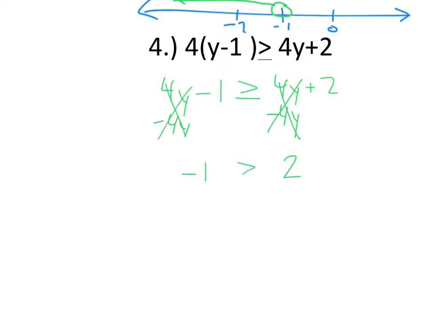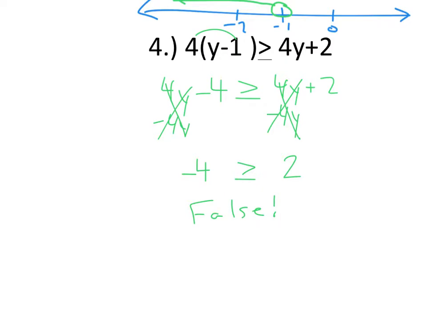And look what I'm left with. I'm left with negative 1 is greater, negative 4. I forgot to distribute to the 1 here. Whew, that was close. Caught my mistake. Negative 4 is greater than or equal to 2. Well, that's not true. That's false.